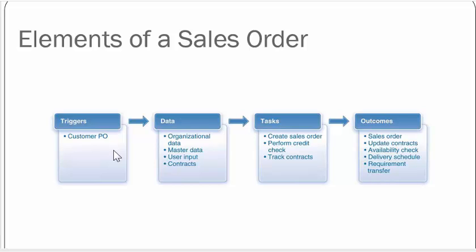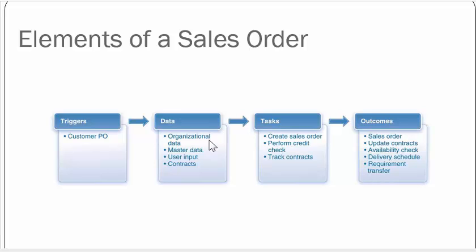order. On the sales order, you will have organizational data, and specifically, you are entering your company code and your sales organization. You have master data because the customer, of course, is one of the master data. The material that they are ordering is a master data. And user input like the quantity that they want, when they want the delivery, and so on.